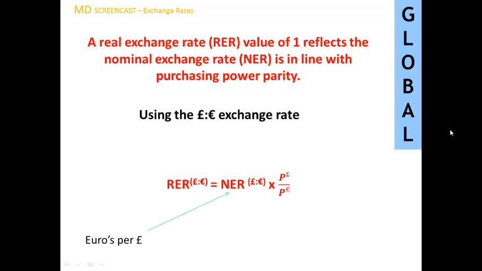Now, to show this in a bit more detail, we need to look at the pound-euro exchange rate and look at the real exchange rate, pounds to euros, which is equal to the nominal exchange rate, reflecting the number of euros that can be acquired for a pound, and also the price of products in pounds and the price of products in euros, the terms of trade. I'm going to show it slightly differently here.